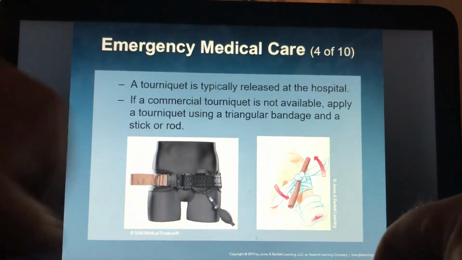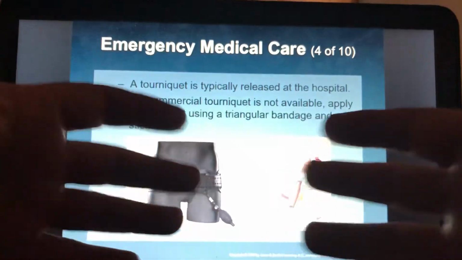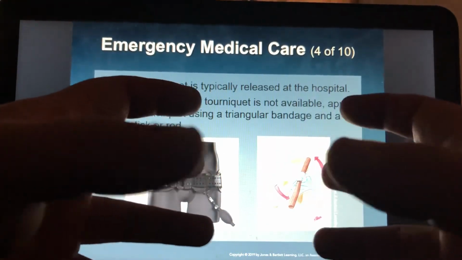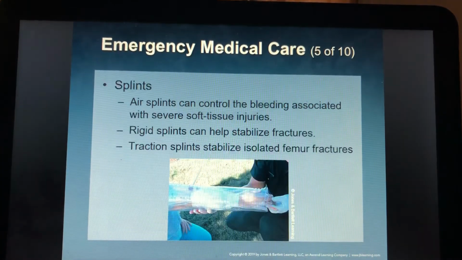They make pelvic binders. They're commercial, so if you've got an open book fracture, you can actually take one and wrap it around the pelvis and secure the pelvis, because when it fractures, it lays open, and it's painful. When you bring it back into the normal position, it actually feels a lot more comfortable for the patient.